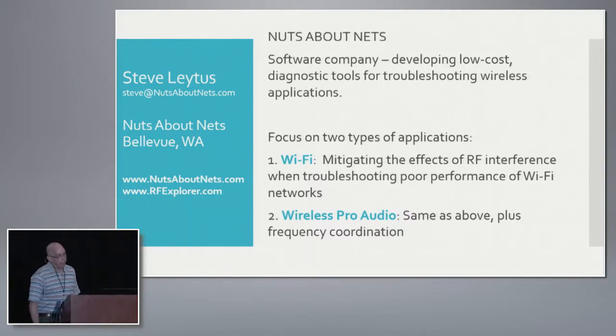It turns out that both in Wi-Fi and wireless pro audio, you can use the same tools because they're trying to solve the same type of problem. Even though they operate in different bands, they both, in the end, are always trying to find the best channel. In particular, our focus is RF interference. It turns out that both in Wi-Fi and wireless pro audio, RF interference is responsible for the majority of the problems that we run into.